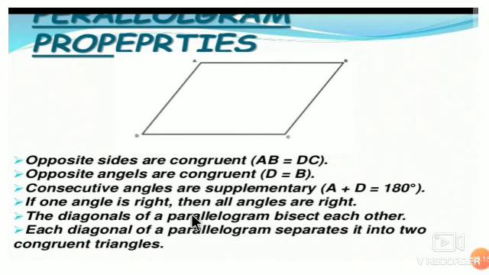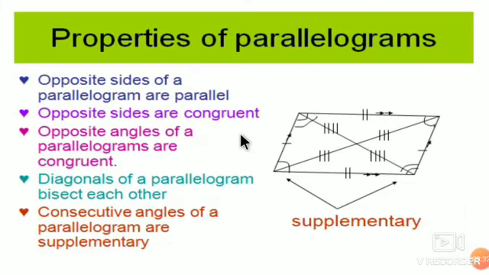The diagonals of a parallelogram bisect each other, means divides into two equal parts. Each diagonal of a parallelogram separates it into two congruent triangles. Two congruent triangles. This is the parallelogram. Diagonals bisect each other into two equal parts. It is shown with the marks also.